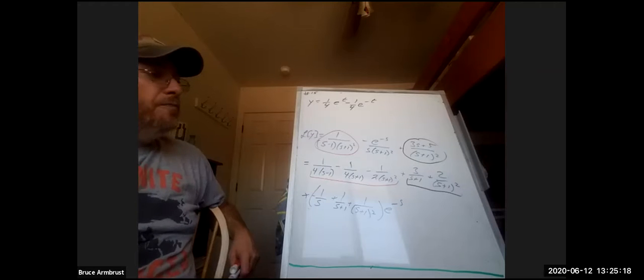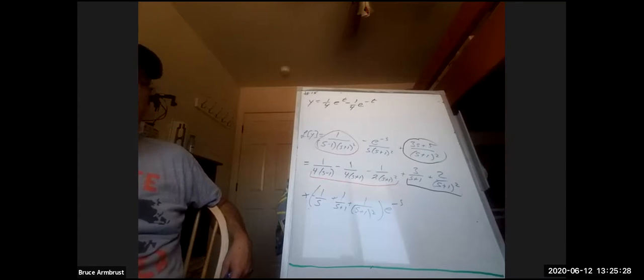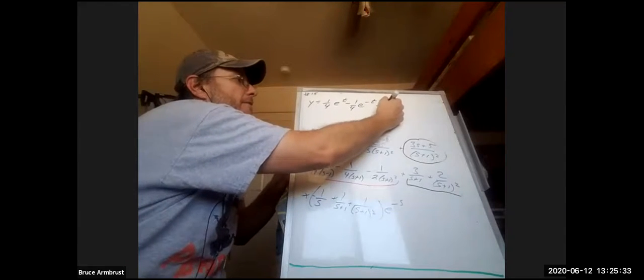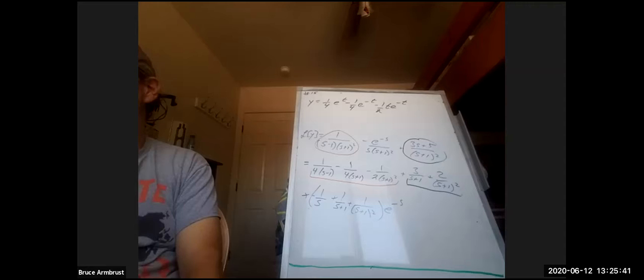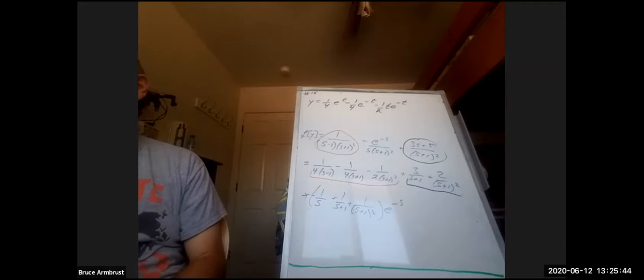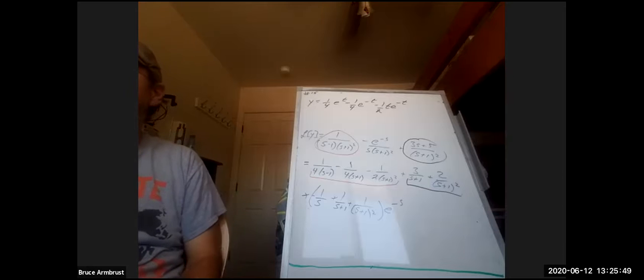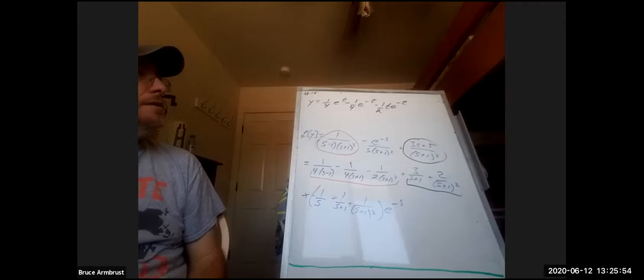Okay, so now the 1 over s plus 1 squared, that's actually going to give us a t times e to the minus t. So we're going to get minus 1/2 t e to the minus t. You know that it's e to the minus t because of the plus 1. And then you know that there's a t out front because it was squared. Had it been cubed, it would have been a t squared e to the minus t, and so on.